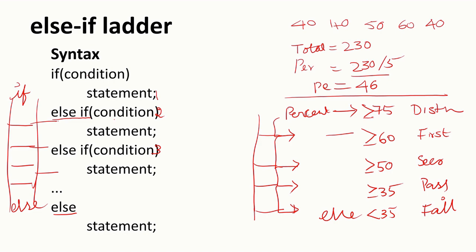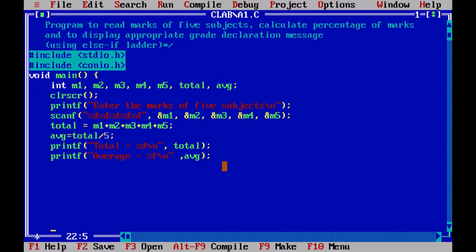Let us see how to use it in our C coding. Consider this particular code. First, we will include both stdio.h and conio.h. Then we declare main and we declare all the variables we want. We have now declared 7 variables, that is m1, m2, m3, m4, m5, total and average.